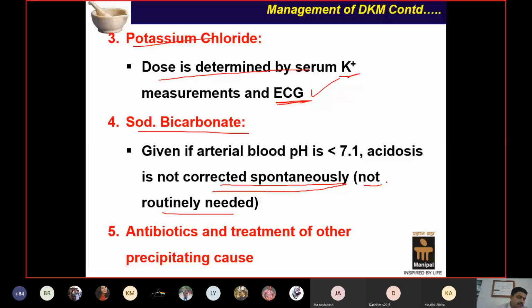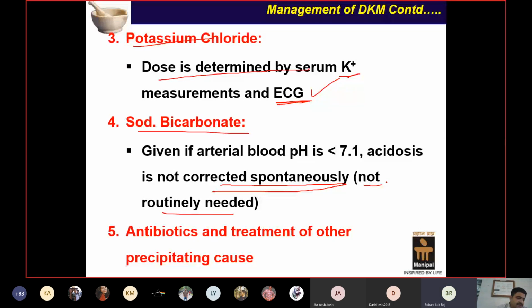Roll number 85. Absent? 84. Roll number 84.